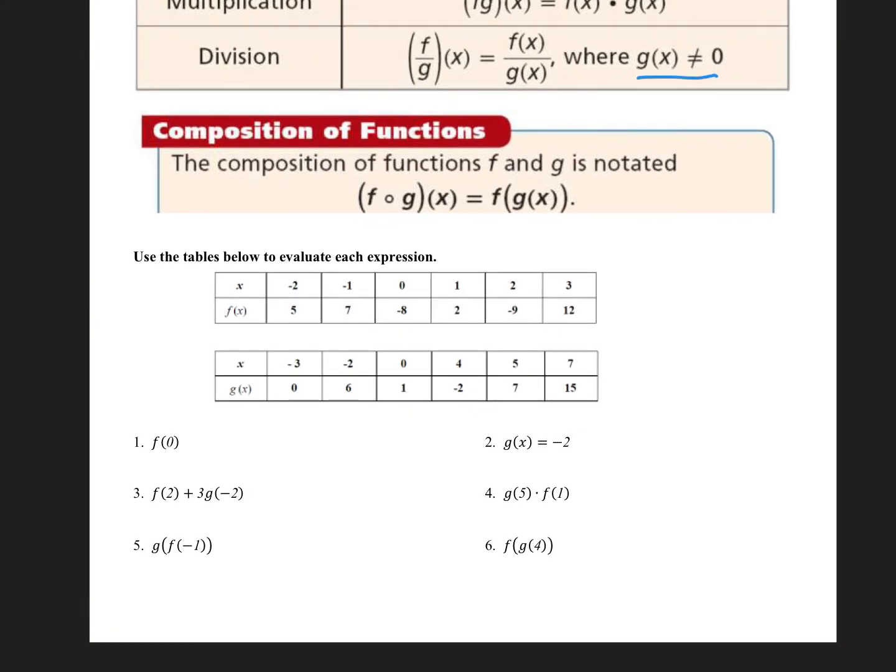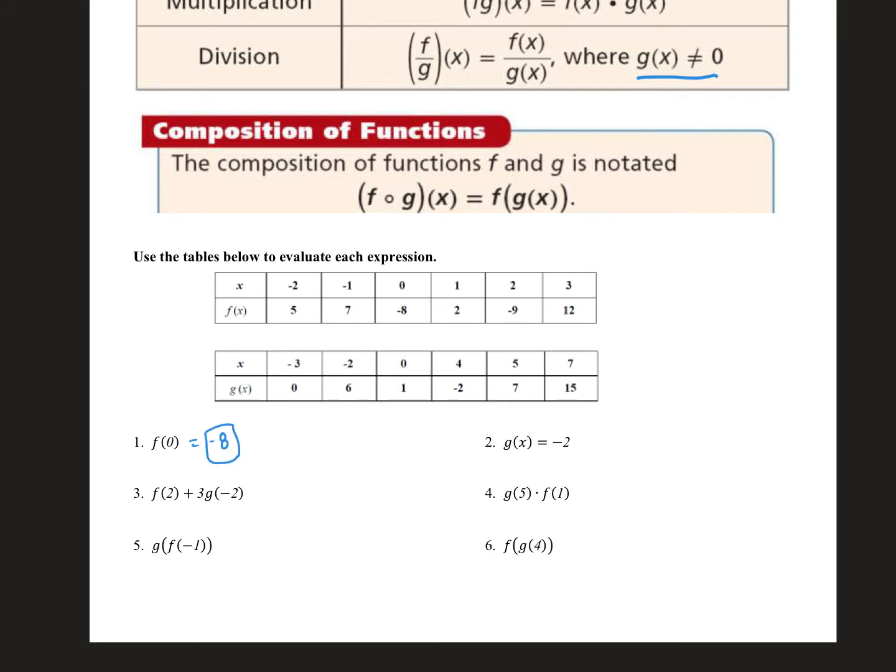It says use the tables below to evaluate each of the expressions. This first table we have f of x, and in the second table we have g of x. So just make sure you're corresponding to the correct table when doing these problems. So number 1, we're finding f of 0. So I'm going to my function f of x. The input value is 0. What do we get out? We get out -8.